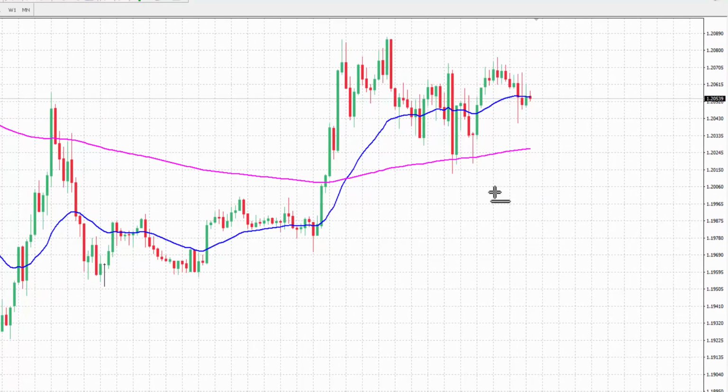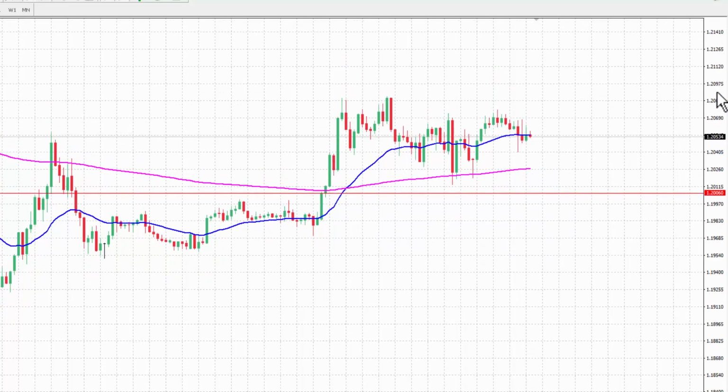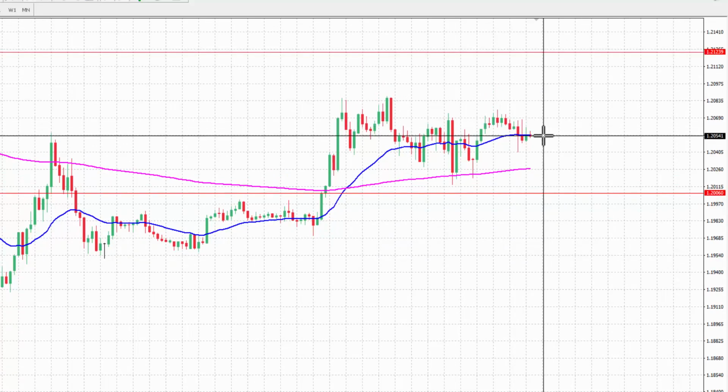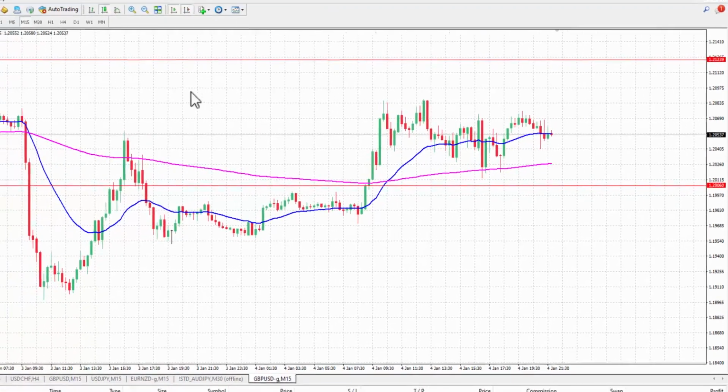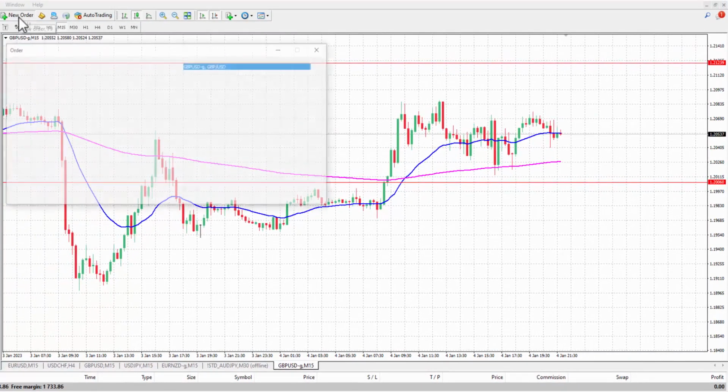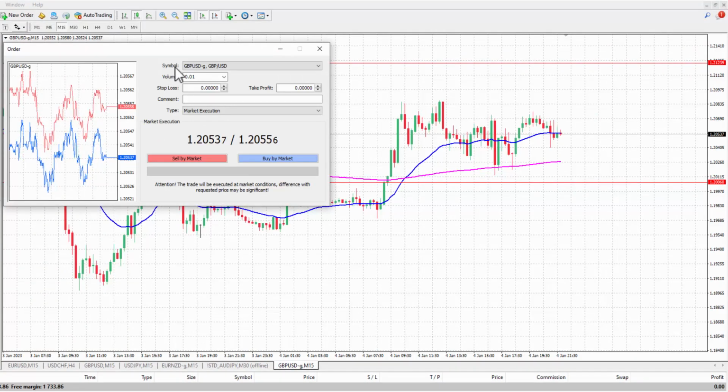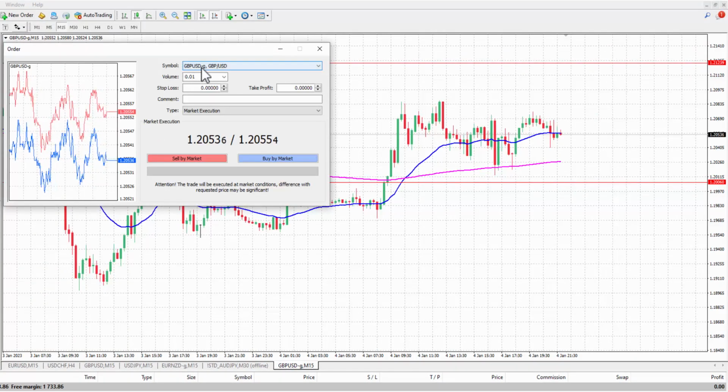Actually, to make it a little bit easier, here's my stop loss level. And the take profit, I'm also going to set this up. So I'll set it around about here. So from the current price, I have a stop loss at 48 pips away, and my take profit will be 70 pips away. So I go here, I click on new order, and I make sure that the symbol selected is the British pound US dollar.